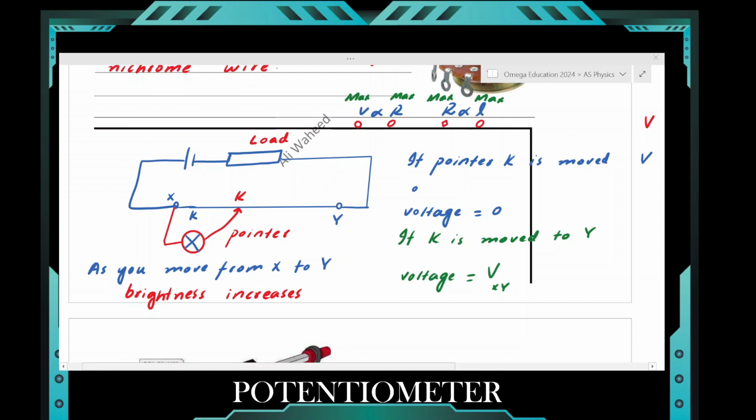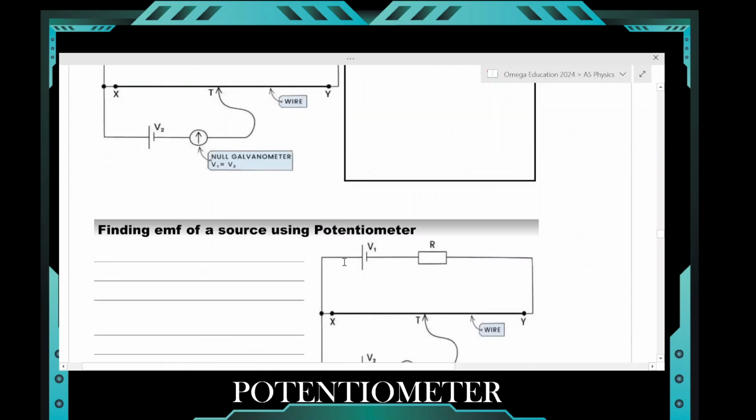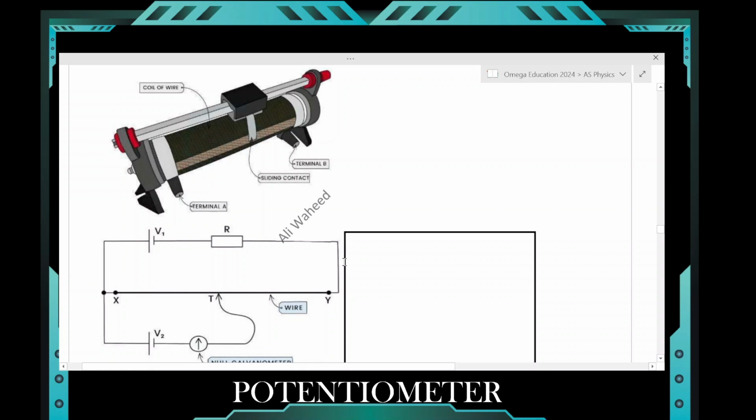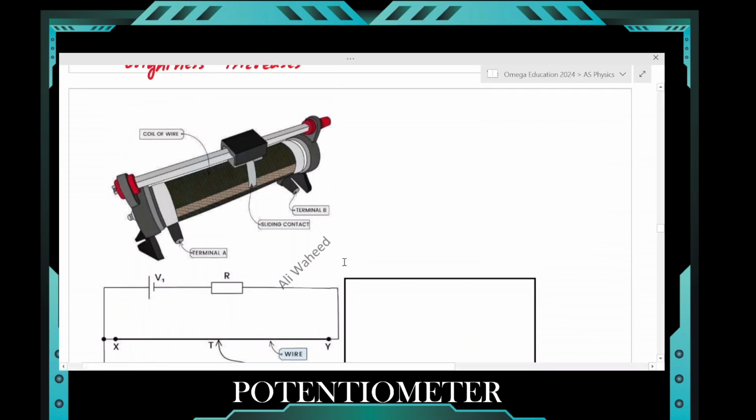How do we measure the EMF of a source using the potentiometer? You can note down the steps afterwards, but let me just show you the explanation. And as a matter of fact, in practical, in your physics lab, if you take a look at the potentiometer, it would look something like this. The movable portion that you can see is your pointer K, which you can move around.